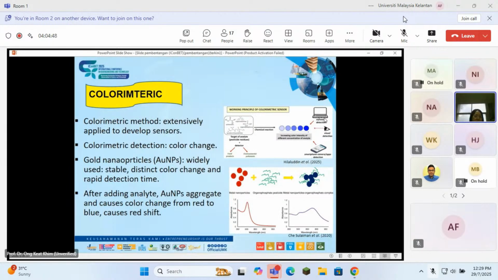Okay, so gold nanoparticles are widely used in developing sensors because they are stable, cause distinct color change, and produce the result in a short time. Okay, so after we add the analyte, the gold nanoparticles will aggregate and then cause a color change from red to blue. Okay, and also cause a red shift. That means the lambda max in the UV spectrum will shift to a longer wavelength.